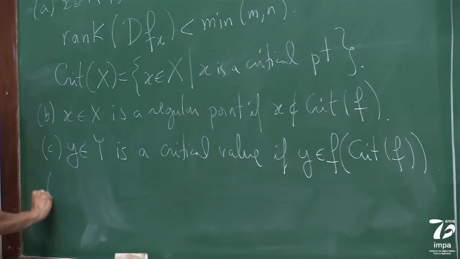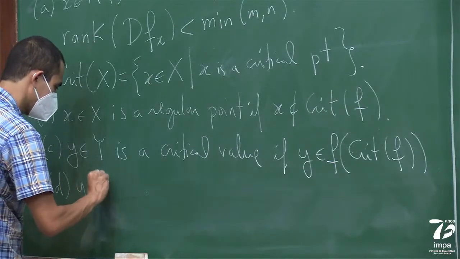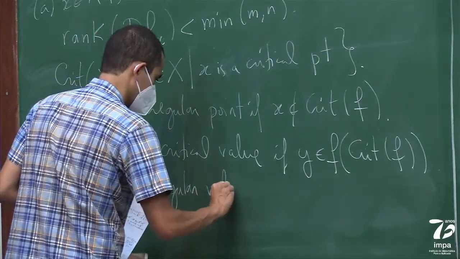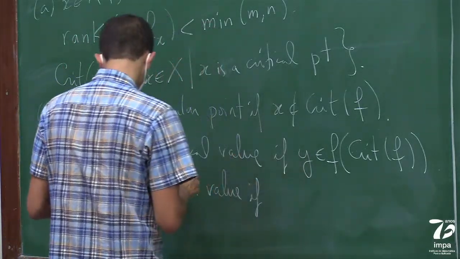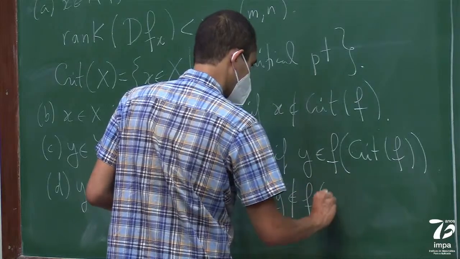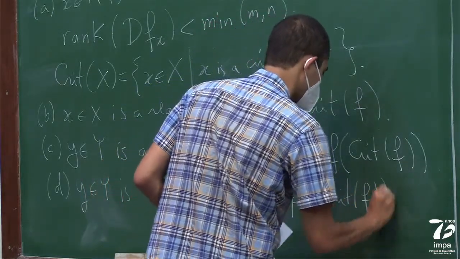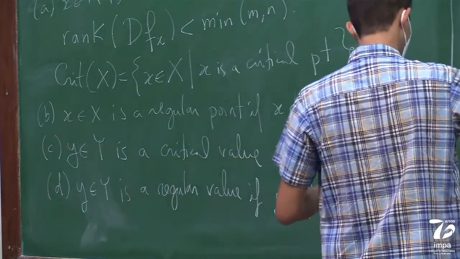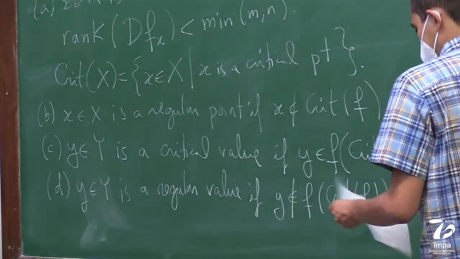Okay? And finally, I say that y is a regular value if y is not a critical value. Another way of saying this is y is a regular value if the preimage of y consists of only regular points. Okay? So that's it. And now I can state Sard's theorem.